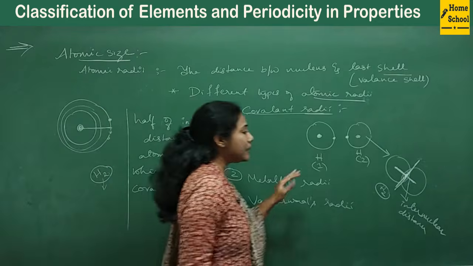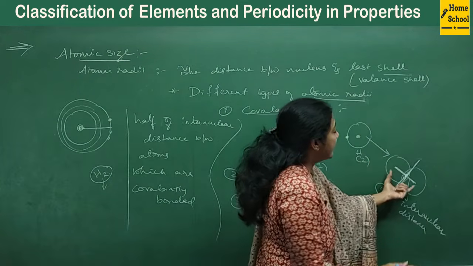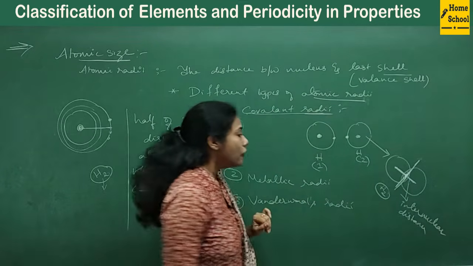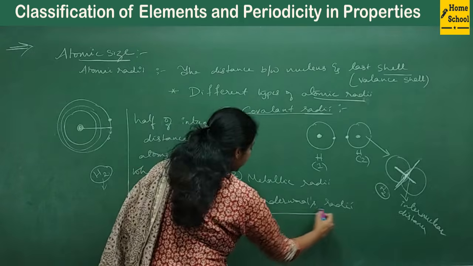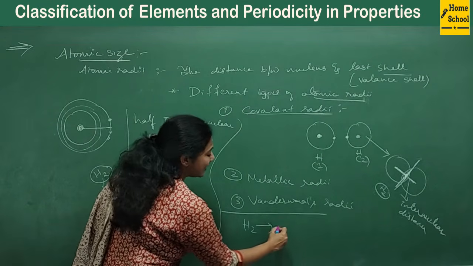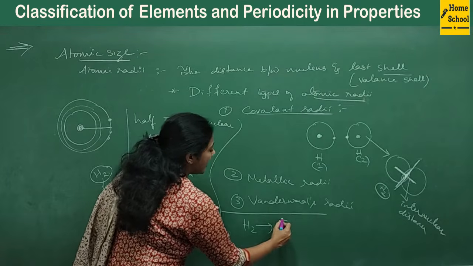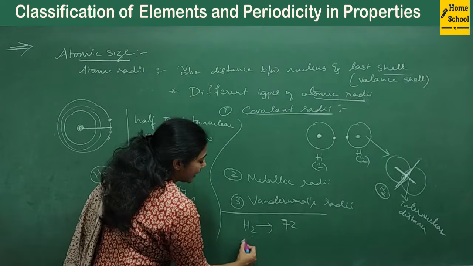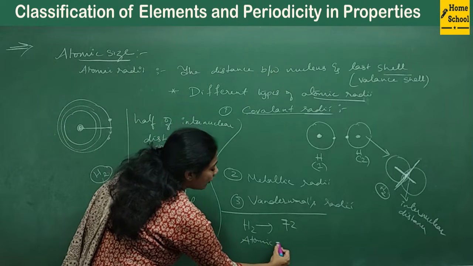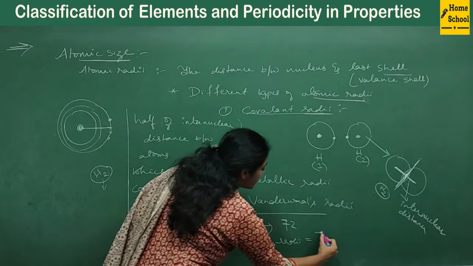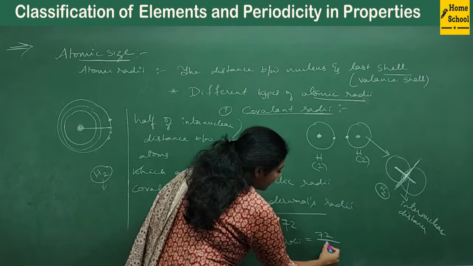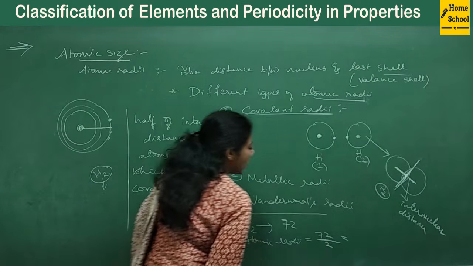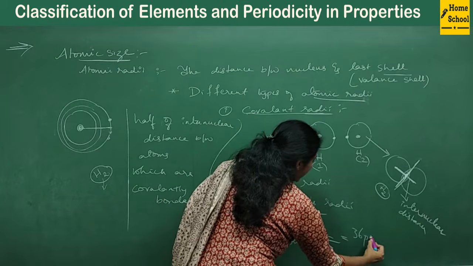Okay, so when atoms overlap with each other, half of the internuclear distance is called covalent radii. For example, the H2 molecule has an internuclear distance of around 72. So what is the atomic radii of a single hydrogen atom? It is 72 divided by 2, half of the internuclear distance. So how much is your answer? Your answer is 36 picometer.